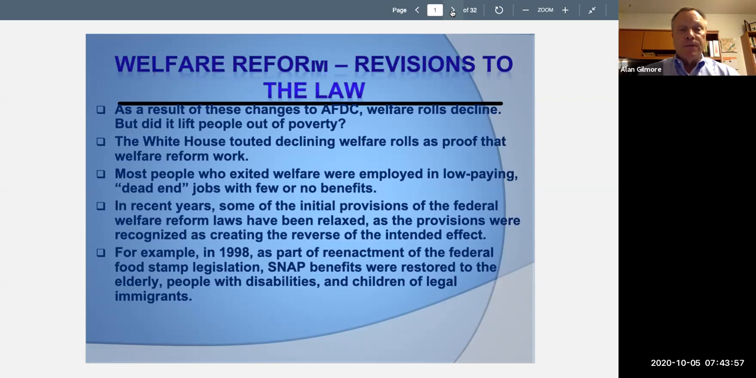There have been some revisions in recent years. Some of the initial provisions of the federal welfare reform laws have been relaxed. Things like SNAP benefits were reestablished for the elderly, people with disabilities, and children of legal immigrants.